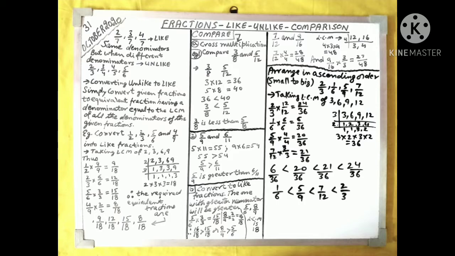We simply convert the given fractions to equivalent fractions having a common denominator which is actually equal to the LCM of all the denominators of the given fractions. You will understand this with the given examples.